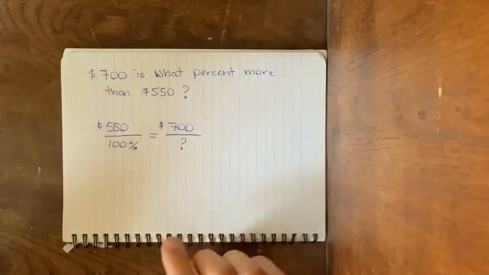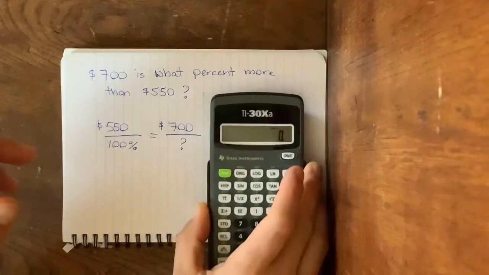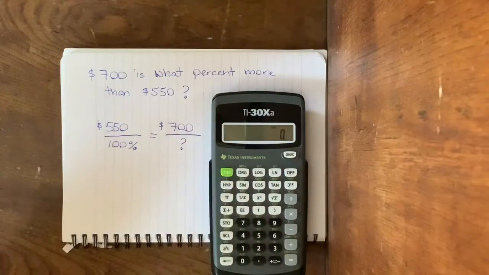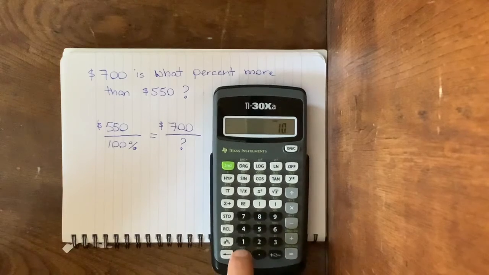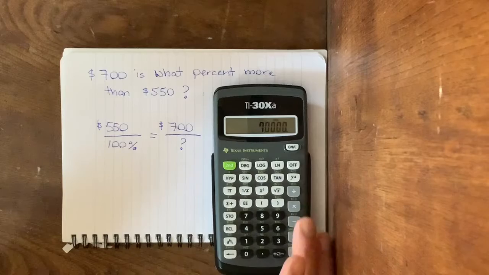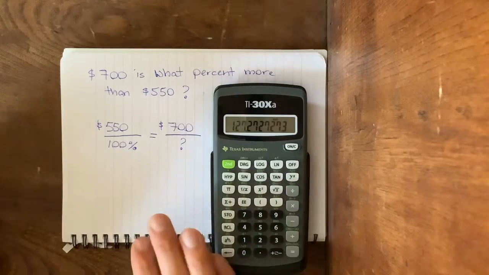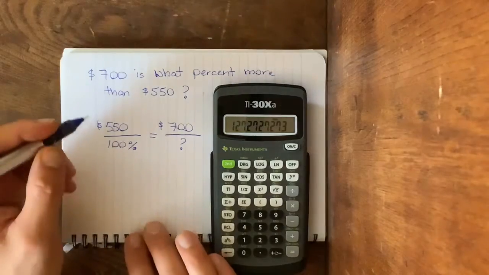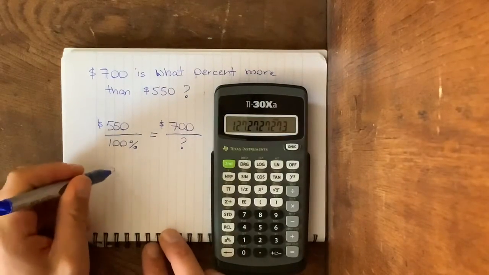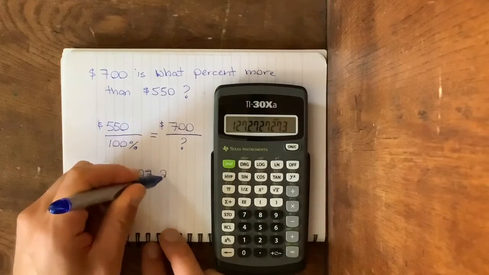So when we solve this, we can solve it like every other ratio and proportion: cross multiply where you know both numbers, and then divide by the last number. So 100 times 700 divided by 550. And so we get something like 127.27.